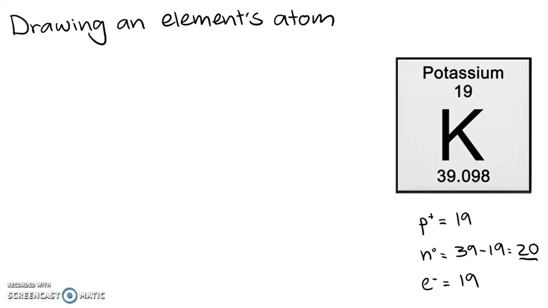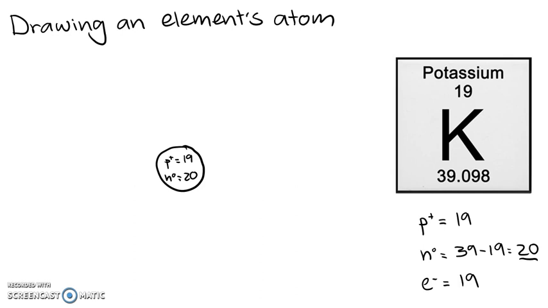Once you have worked out the number of subatomic particles in an atom, you can then draw it. Begin by drawing the nucleus in the middle. And remember, the nucleus contains protons and neutrons. So you just write down the number of each in there. So potassium has 19 protons and 20 neutrons.